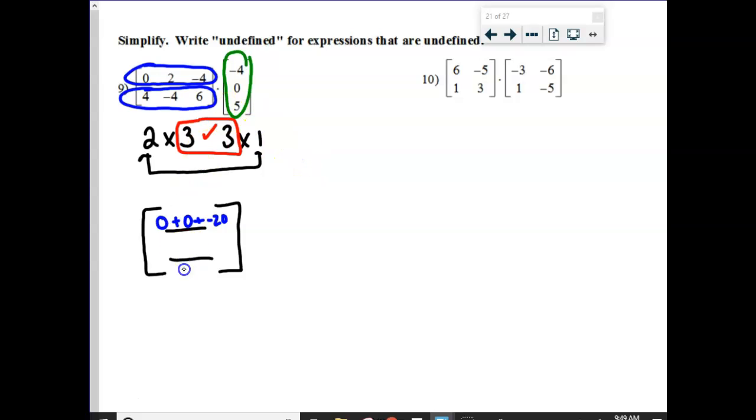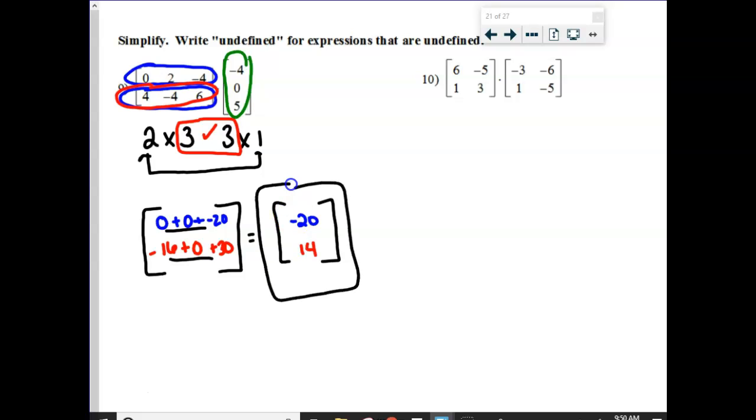All right, we're going to do the same thing here, but this time we're in row 2, column 1. So you take row 2, multiply it by column 1, and you get 4 times -4, which is -16. -4 times 0 is 0. And then plus 30. 6 times 5 is 30. So once I clean up that matrix, position 1, 1 comes out to a -20. And position 2, 1 comes out to a 14. There's your resulting matrix. That was a fun time.